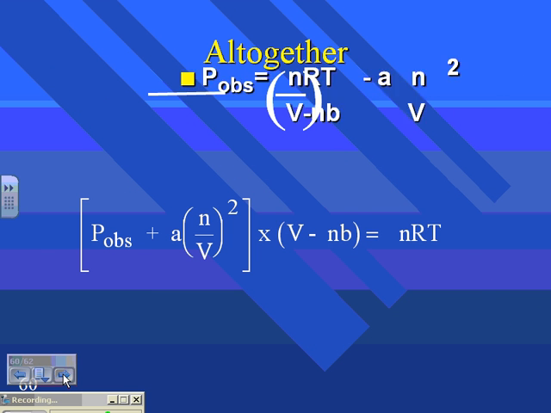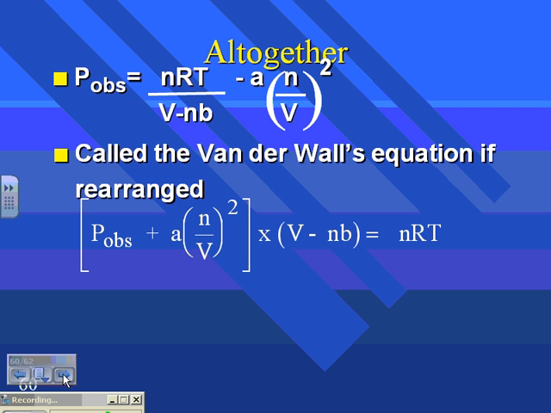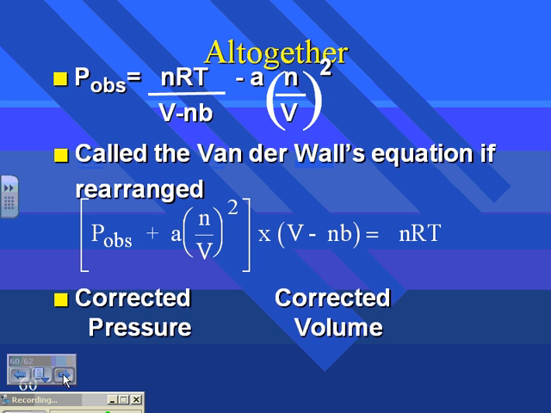So altogether, we have this giant equation coming together. It's called the van der Waals equation. And I'm going to rewrite this for you. This is pretty good right here, but I'm going to rewrite this when we actually do the problem together so that you can see what everything stands for. So that's the corrected pressure, that's the corrected volume. Notice how it's incorporated into the ideal gas law.